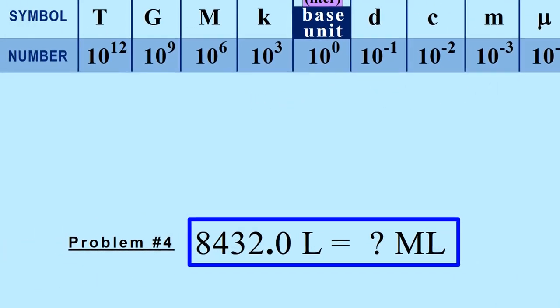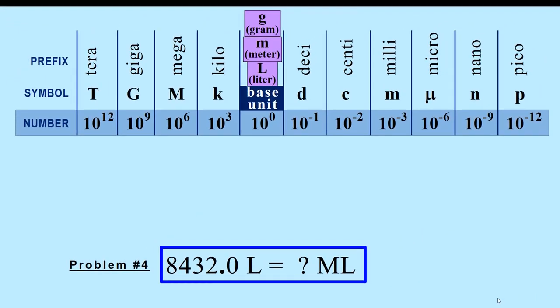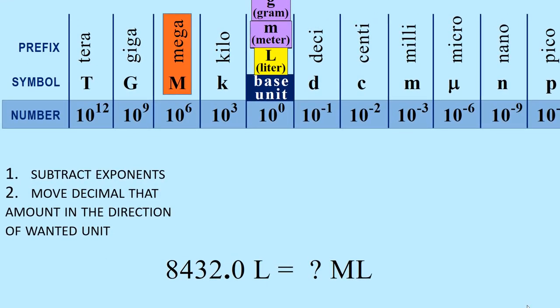Let's try one more problem. Stop the video, see if you can work out problem number 4, and then start the video to check your answer. Notice that the first symbol is by itself, so it is a base unit. So we want to start with the base unit liter and want to get to mega. Base units have an exponent of 0. Mega is 6. The difference is 6.